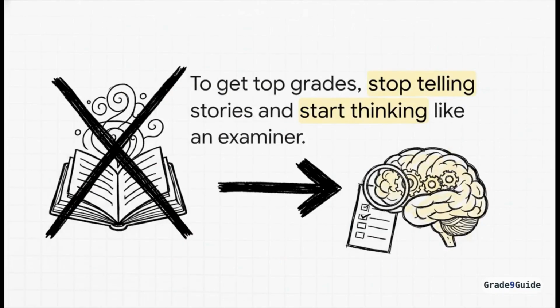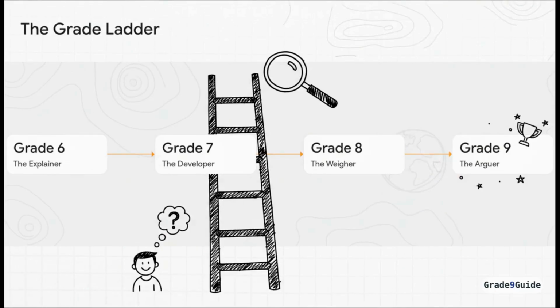See, to get the top grades, you have to stop just telling stories and start thinking like an examiner. It's a total mindset shift, and it is the one thing that separates the grade 9 students from everyone else. So, here's the game plan. I call it the examiner's grade ladder. We're going to cover the explainer for a grade 6, the developer for a 7, the where for an 8, and the arguer for a 9. You have to master these in order. You can't just skip ahead.